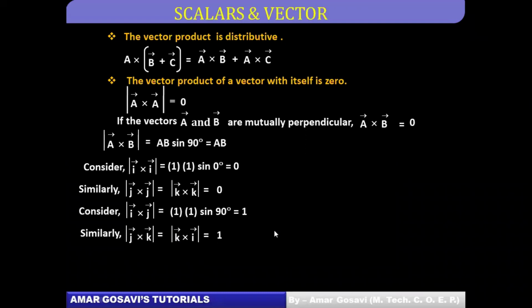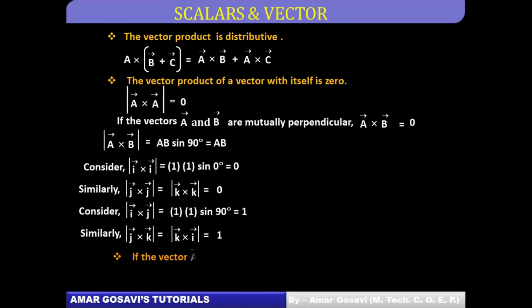You can see over here, j cap cross k cap or k cap cross i cap will be equal to 1, just like i cap cross j cap is equal to 1. Why? Because the angle between these two vectors is 90 degrees and sine 90 is 1. Alright, let's proceed then.